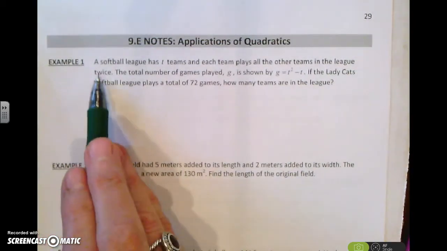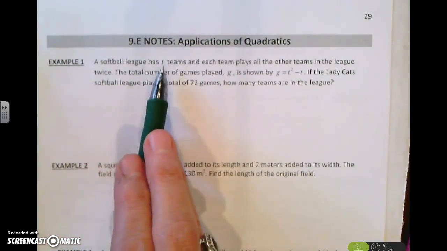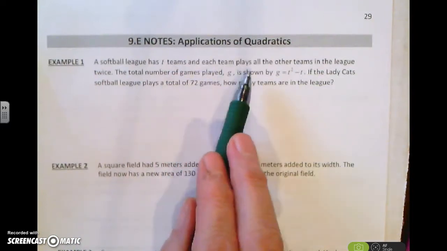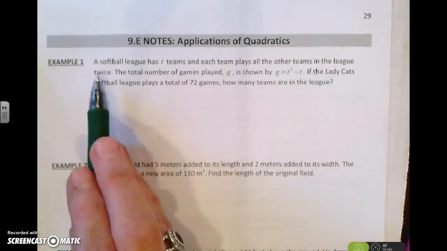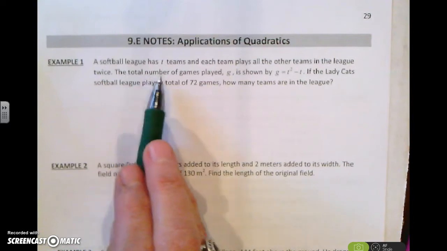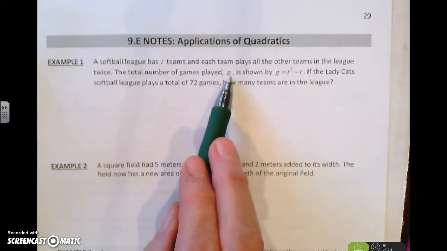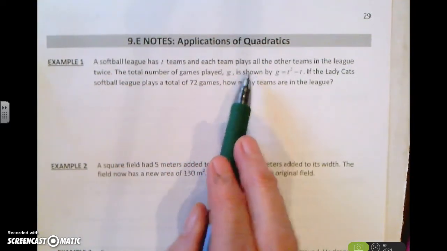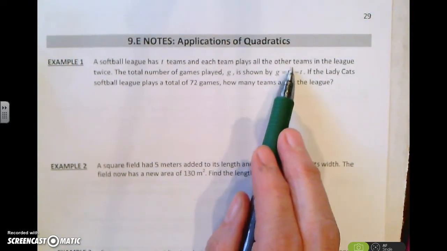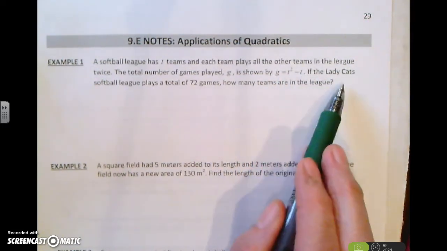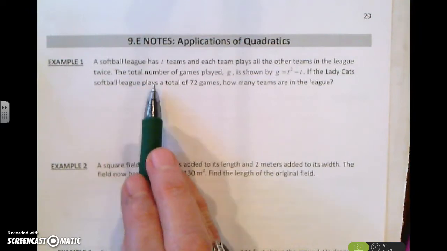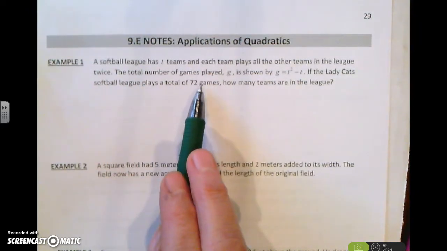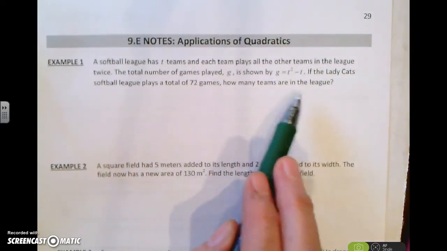For example 1, we have a softball league that has T teams, and each team plays all the other teams in the league twice. The total number of games played, G, is shown by this formula. G is equal to T squared minus T. If the Lady Cats softball league plays a total of 72 games, how many teams are in that league?